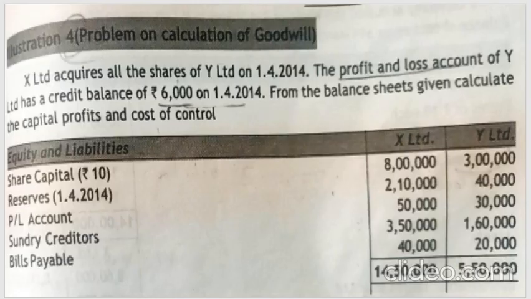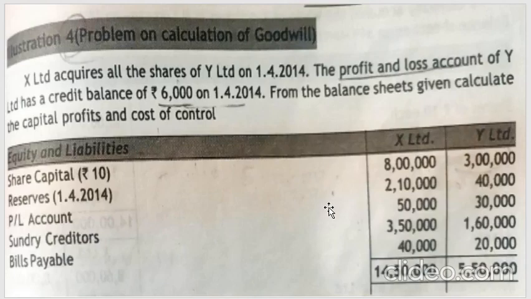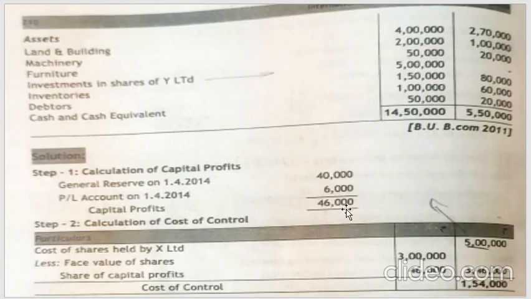Then general reserves is mentioned here. Reserve on 1st April 2014 is 40,000, so we will take 40,000. The general reserve and profit total is 46,000. The date of acquisition is 1st April 2014, so it is not in the middle of the year. Nothing needs to be divided or added to your capital profit. So the total is 46,000. The 46,000 is your capital profit, which will go to your parent company.